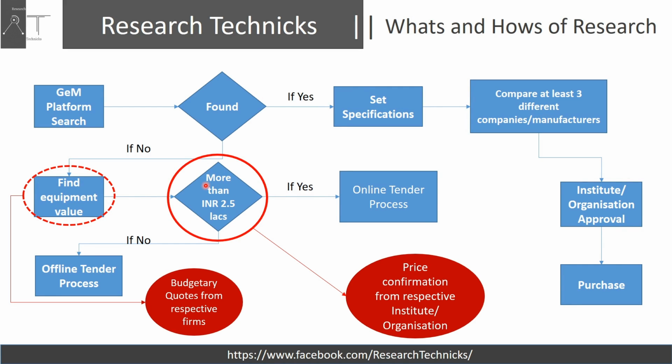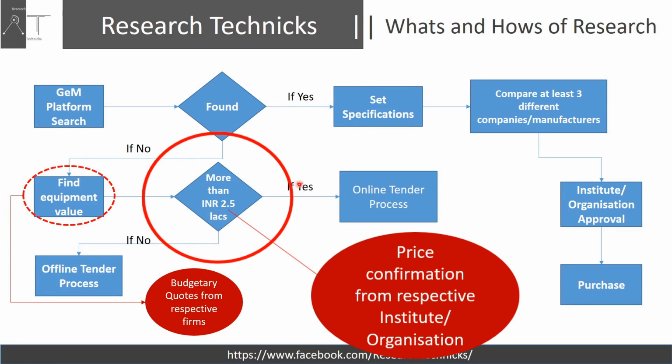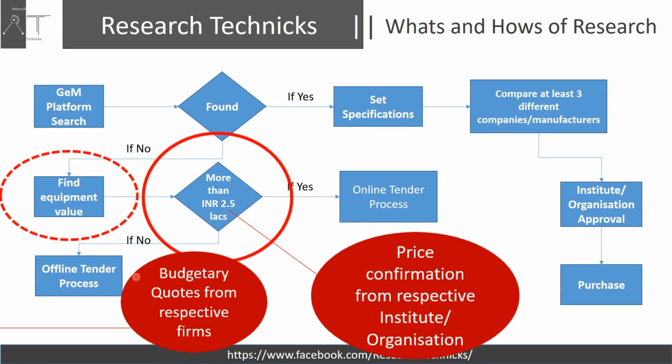This price of 2.5 lakhs might vary from institute to institute, organization to organization, but in general it is 2.5 lakhs. And this equipment value, you can just ask the company for the budgetary quote, and I will show you in my next videos how you can do that. As I already told you, I will be breaking this equipment purchasing into 2 to 3 parts so that I can cover each and every aspect. Now moving on to the next, the offline tendering process.